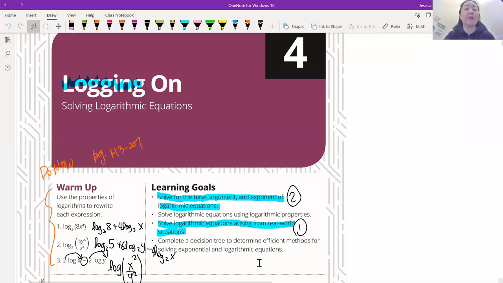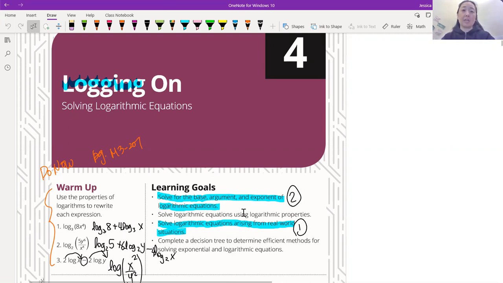Hi everyone. So we are on our fourth lesson, day one. So tomorrow we will have day two. And this is logging on. And we're going to keep logging on. We're going to solve logarithmic equations. So thus far we've been solving a lot of exponential equations, and now we're going to do the other one.